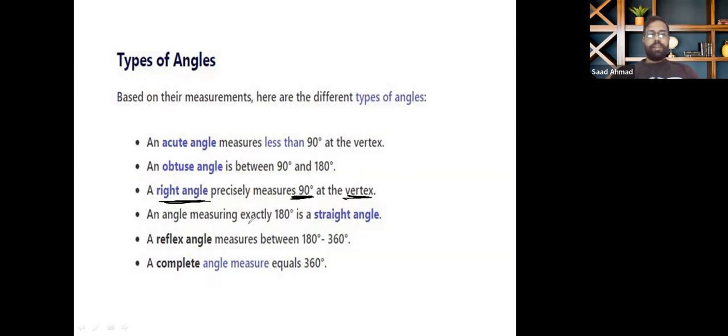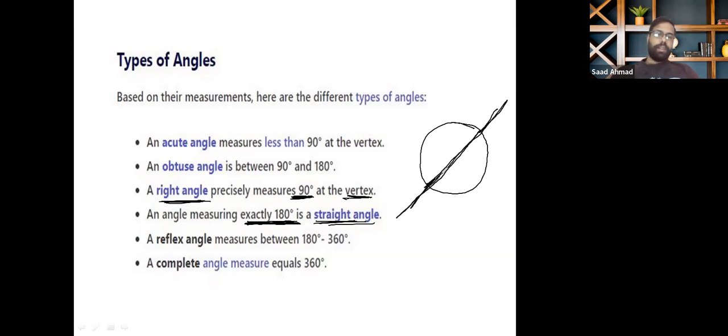An angle measuring exactly 180 degrees is called a straight angle. 180 degrees means, think of a circle that has 360 degrees in total. So 180 degrees means you halve the circle. When we do the half, the thing that we get in the middle is a straight line.